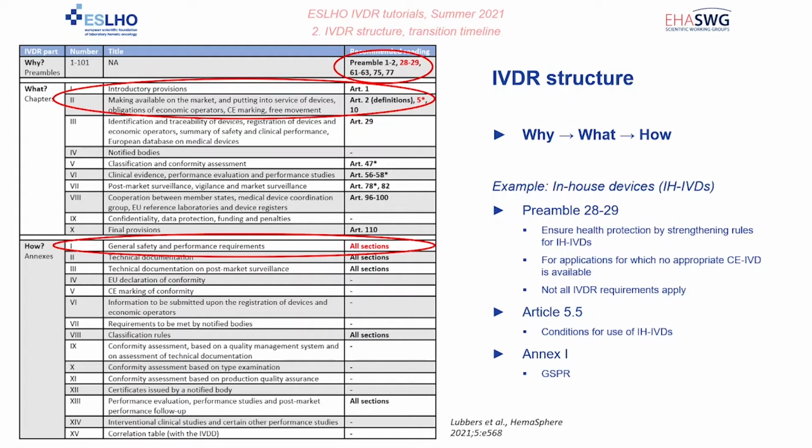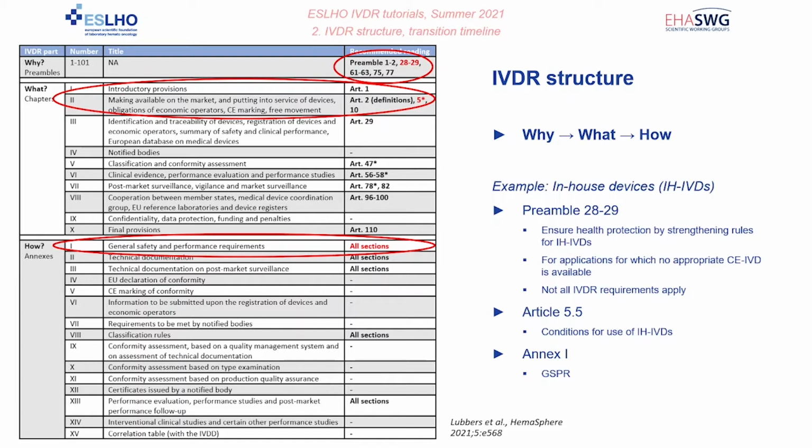The what, the conditions and requirements for in-house devices are set out in Article 5.5 in Chapter 2 of the IVDR. Article 5.5 lists a number of conditions for diagnostic labs that use in-house devices, which we will look into in the next video. This article also states that the requirements of the IVDR do not apply to in-house devices, with the exception of the general safety and performance requirements listed in Annex 1.